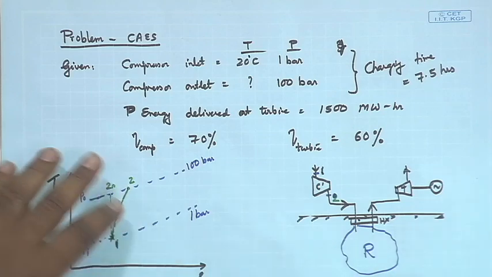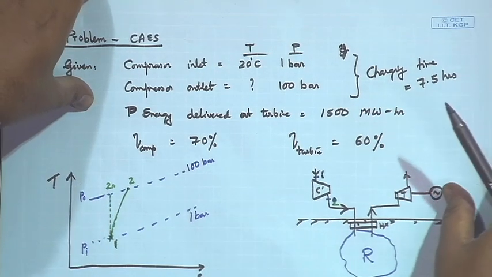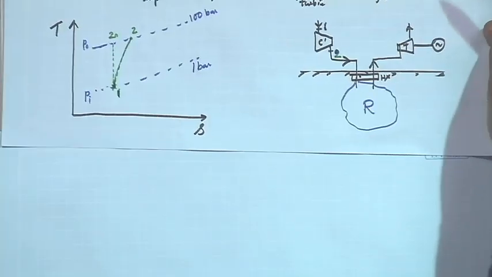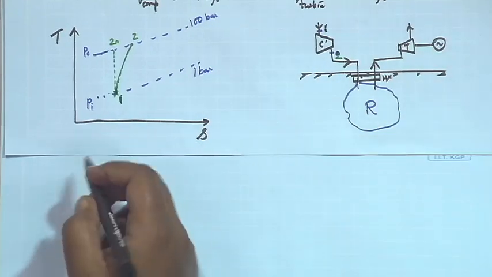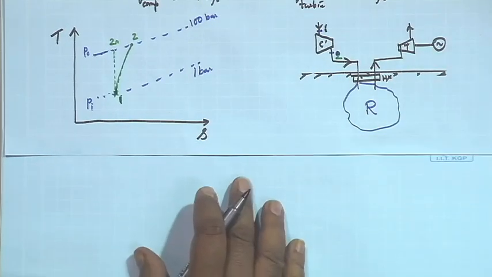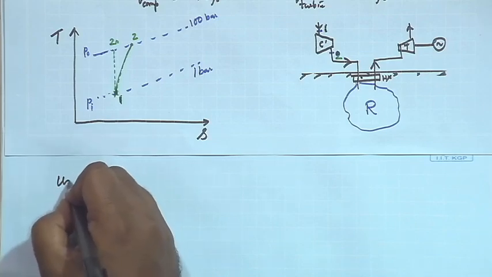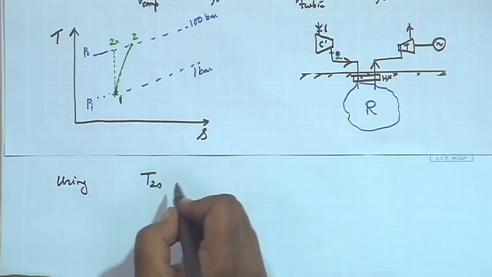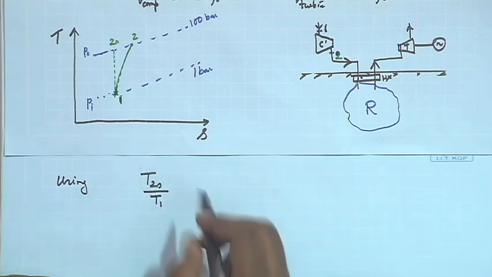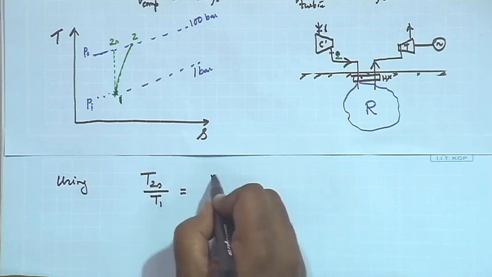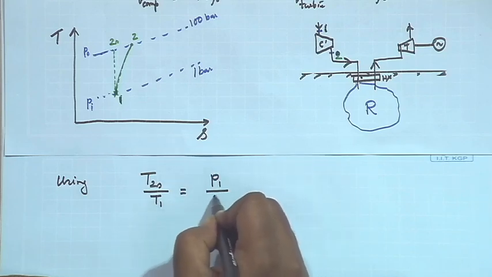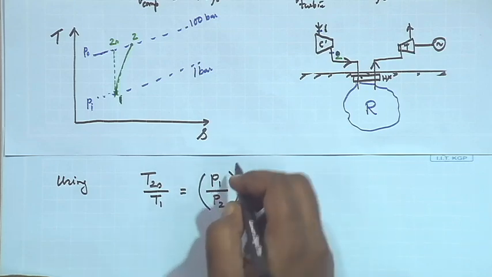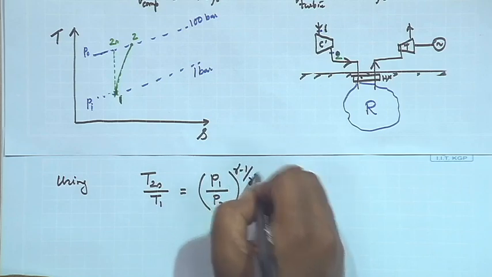All right. So, my first step is, let me try to put it half and half here and keep solving. My first thing is I am going to use the relation for isentropic compression. I can write T2s by T1 is going to be P1 over P2 to the power gamma minus 1 by gamma.